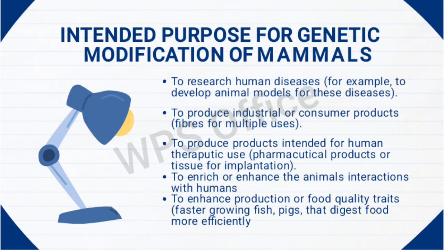Intended purposes for genetic modification of mammals: to research human diseases, for example, to develop animal models for these diseases; to produce industrial or consumer products, fibres for multiple uses; to produce products intended for human therapeutic use, pharmaceutical products, or tissue implantation; to enrich or enhance the animal's interactions with humans; to enhance production or food quality traits, faster growing fish, pigs that digest food more efficiently.